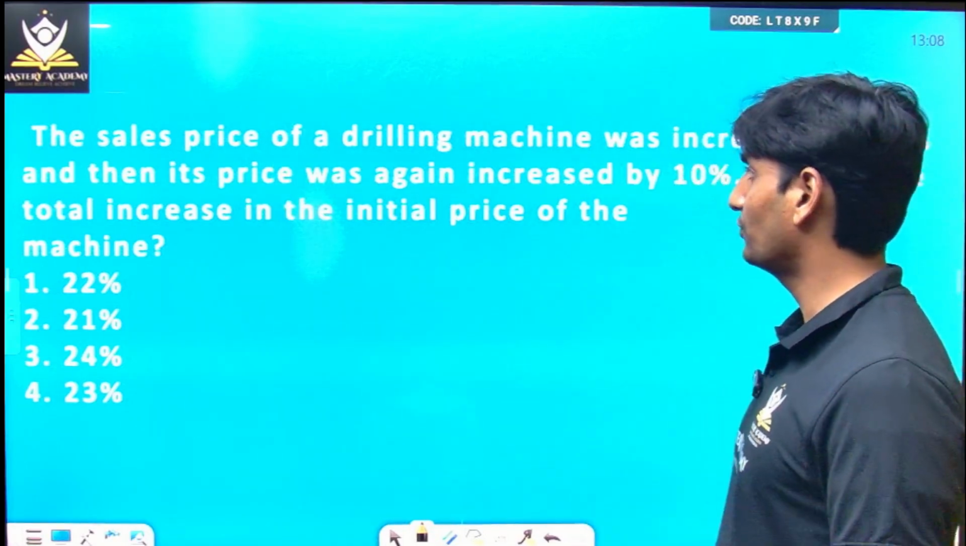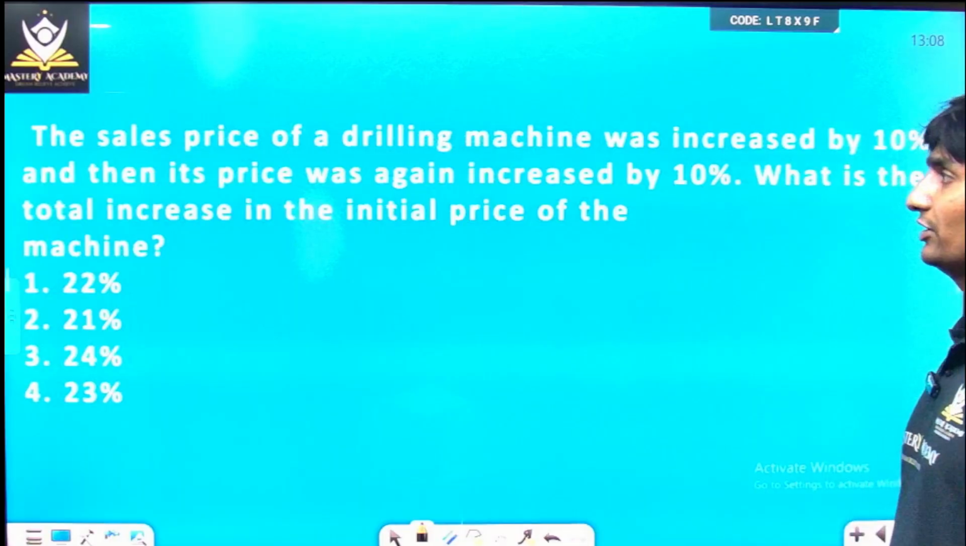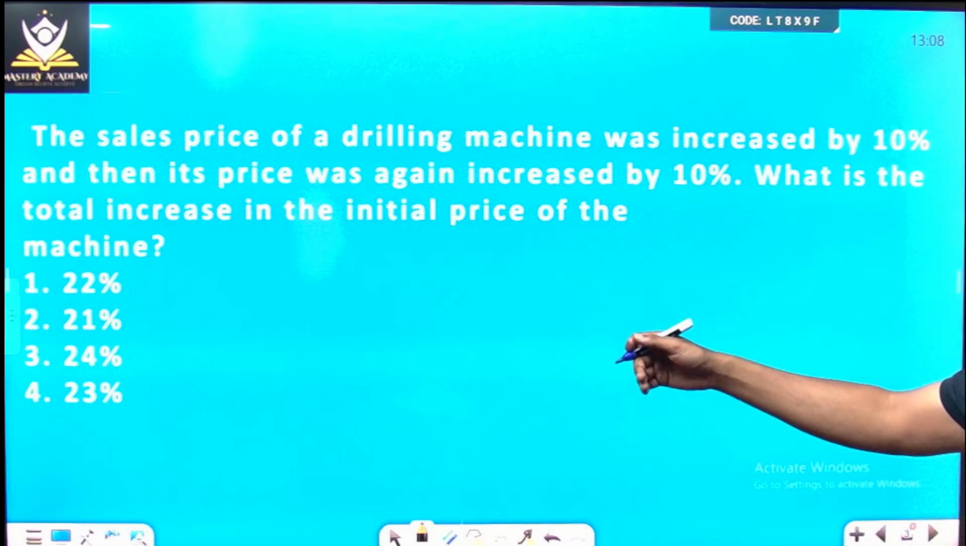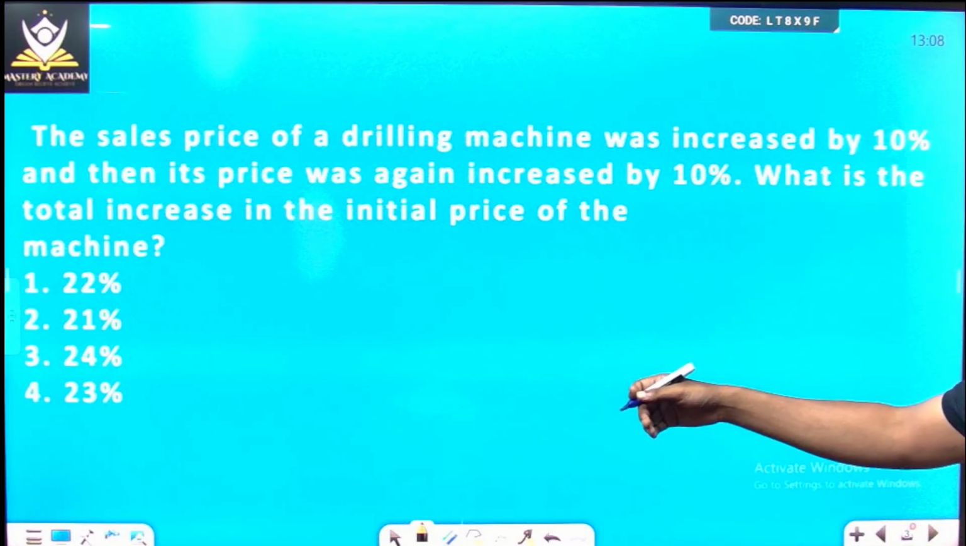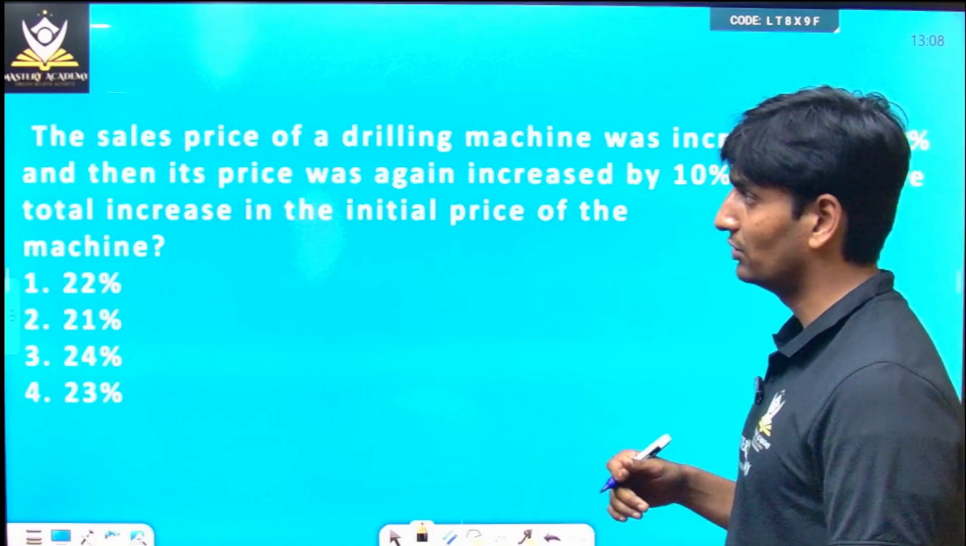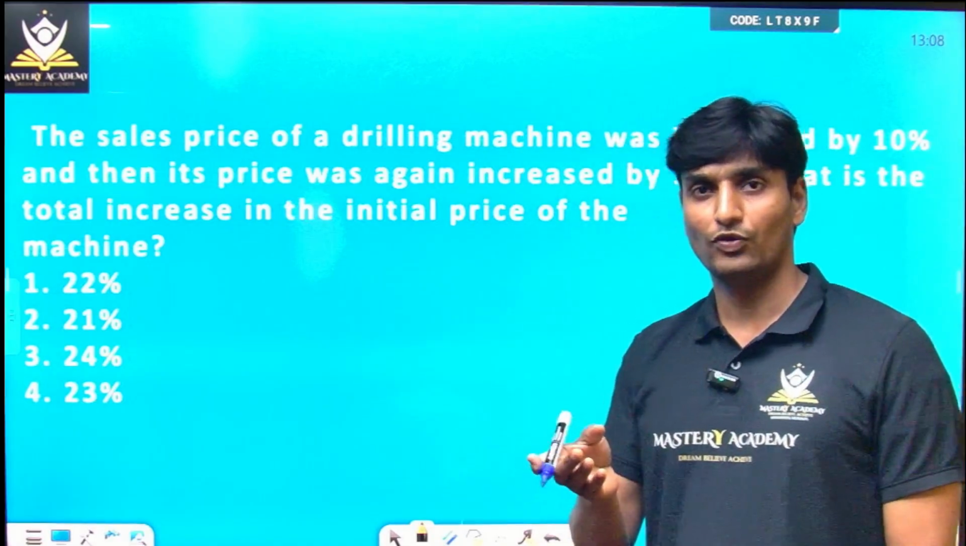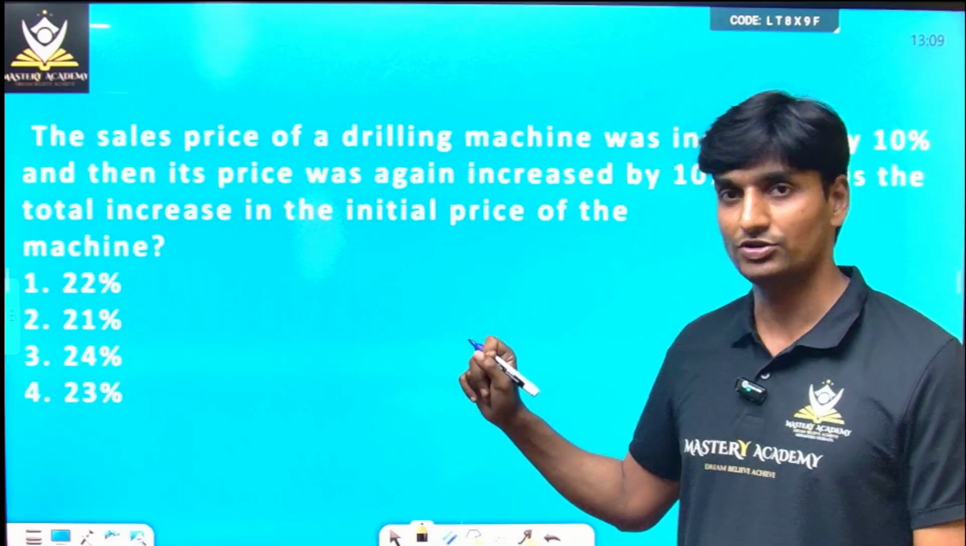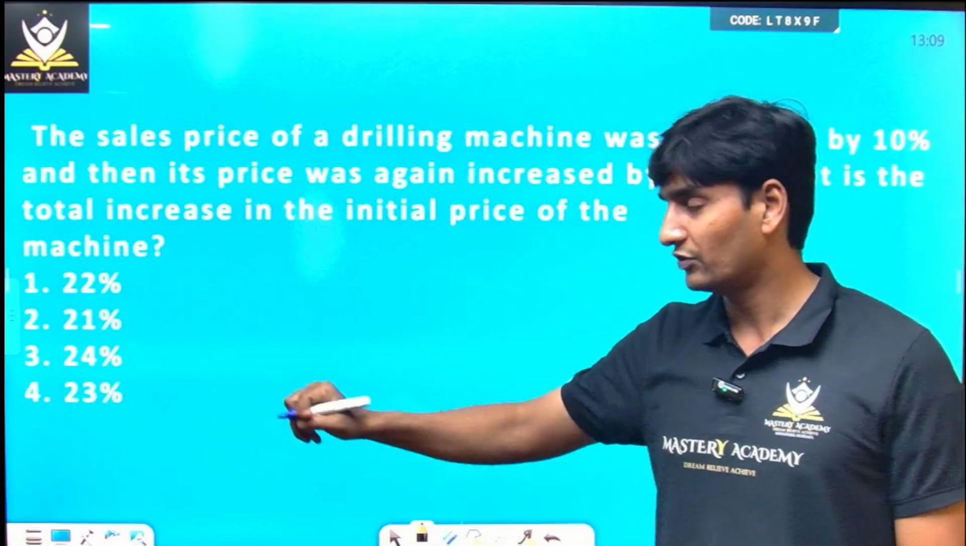The sales price of a drilling machine was increased by 10% and then its price was again increased by 10%. What is the total increase in the initial price of the machine? See, it is a very simple and basic form of question, but a large number of students usually confuse this particular kind of question. As you can see, the options have been given.